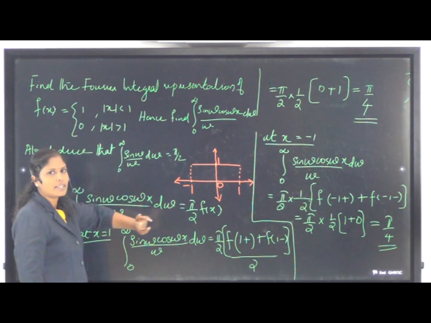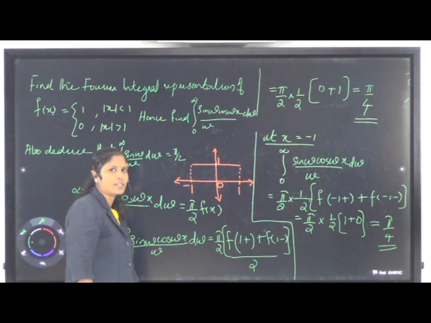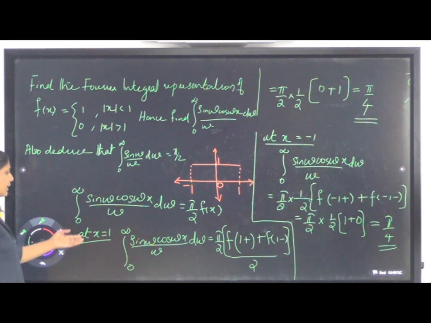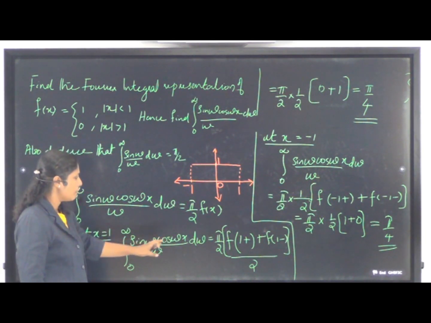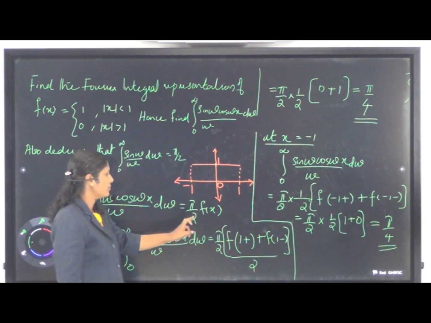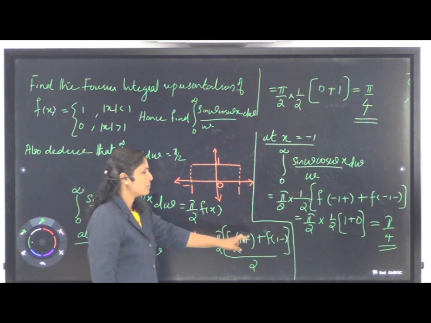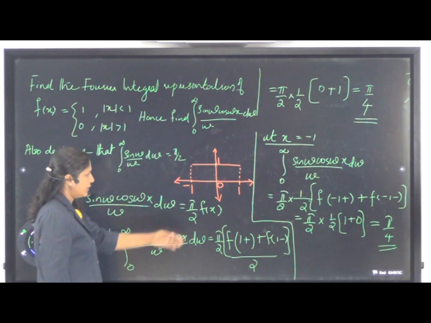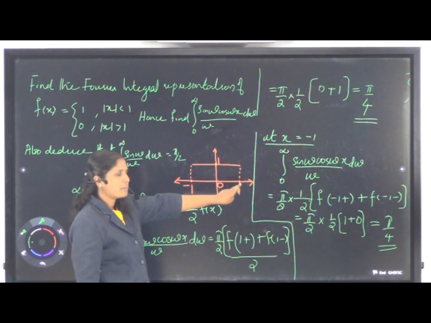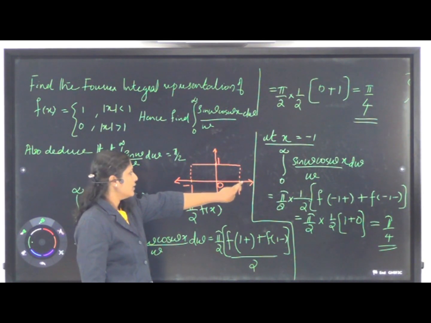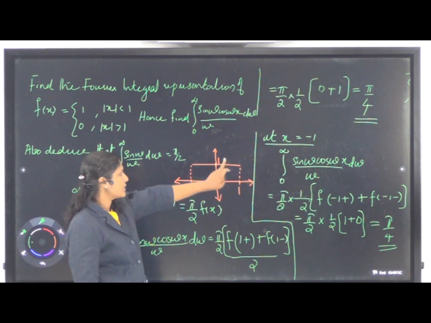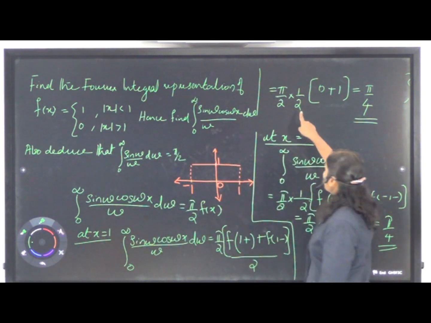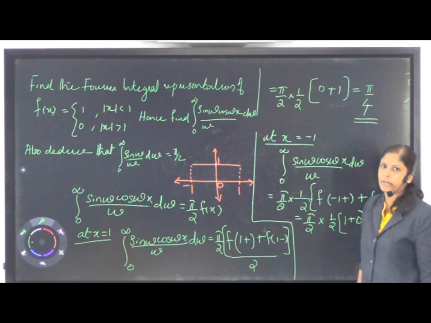Here x equal to -1 is a point of discontinuity and x equal to 1 is also a point of discontinuity. So we find the value at x equal to 1 first. Then this equation becomes integral 0 to infinity sin omega cos omega x by omega d omega equal to pi by 2 into 1 by 2 into f of 1 plus plus f of 1 minus. From the figure it is clear f of 1 plus means the right limit at x equal to 1, that is 0, and f of 1 minus means the left limit at x equal to 1, that is 1. So this becomes pi by 2 into 1 by 2 into 0 plus 1, that becomes pi by 4.